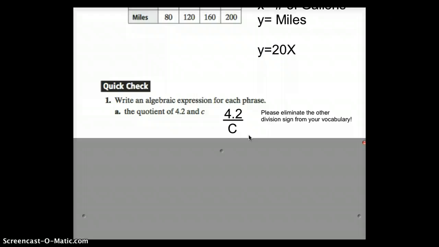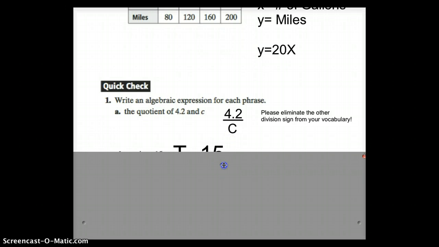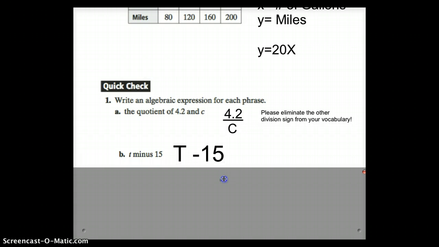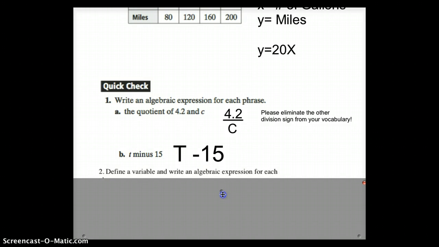It'll help you so much more along the way if you get into that habit now. So please eliminate the other division sign from your vocabulary at this point. You've used it in the past, but now we need to move on and kind of grow up and use the big kids division symbol, which is fractions. T minus 5, that's kind of self-explanatory here, and we have T minus 15. And again, since they define the variable here, we don't have to do any of that work for this problem.